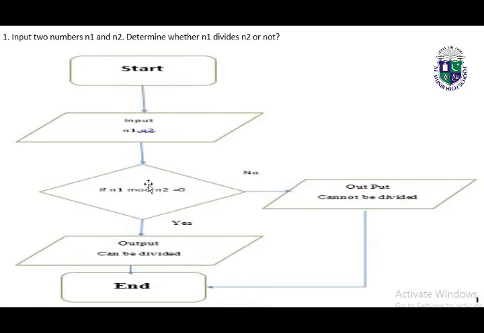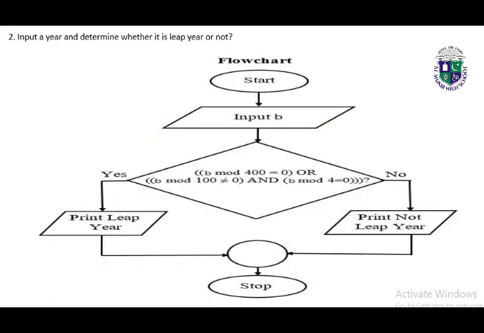Here we will apply the formula. If no, output cannot be divided, and it will end the flowchart. If yes, then the output will be divided. Next, input a year and determine whether it is a leap year or not.